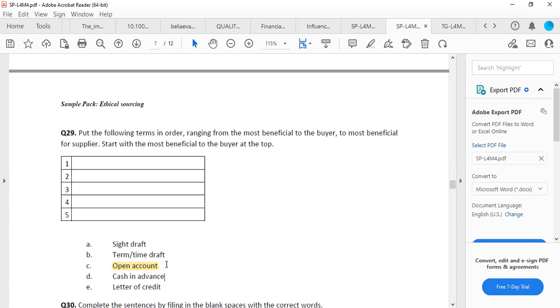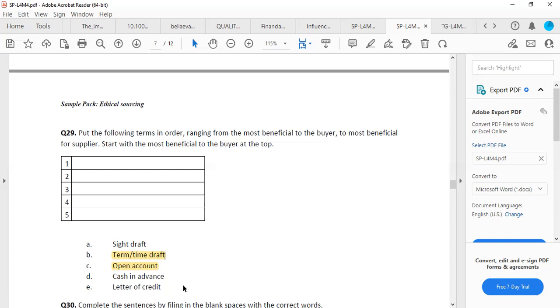Okay, open account works for the buyer because the buyer receives the goods and pays later. Is it not favorable? Yes. Then term and time draft. Here, the buyer receives the goods and there is some time for the buyer to evaluate the quality of the goods before he makes payment. So it also benefits the buyer.